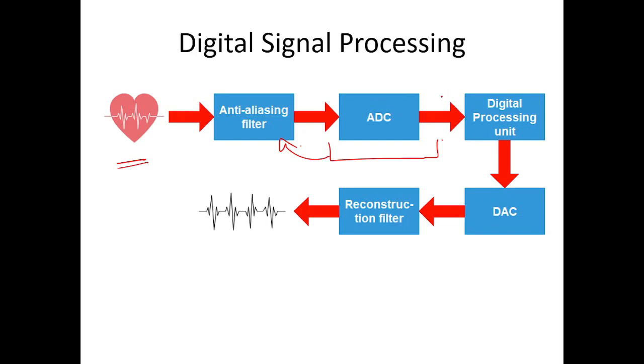Now once it is digitized, we use this digital processing unit. Once it is processed, if you want to generate the analog signal, we can use digital to analog converters, and then we have this reconstruction filter. So this complete setup is called digital signal processing, because at the core we have a digital processing unit which processes the data.